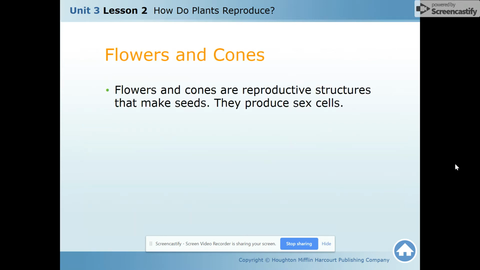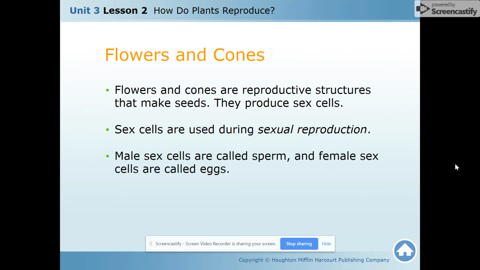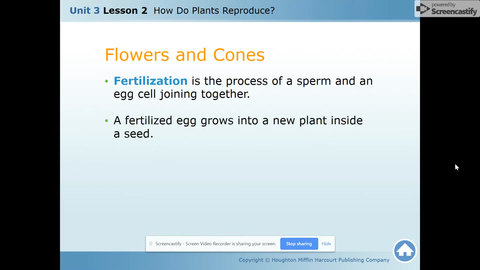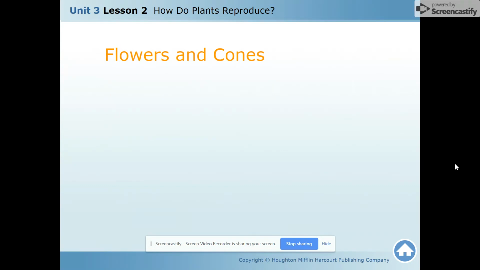Flowers and cones. Flowers and cones are reproductive structures that make seeds. They produce sex cells. Sex cells are used during sexual reproduction. Male sex cells are called sperm and female sex cells are called eggs. Fertilization is the process of a sperm and an egg cell joining together. A fertilized egg grows into a new plant inside a seed.